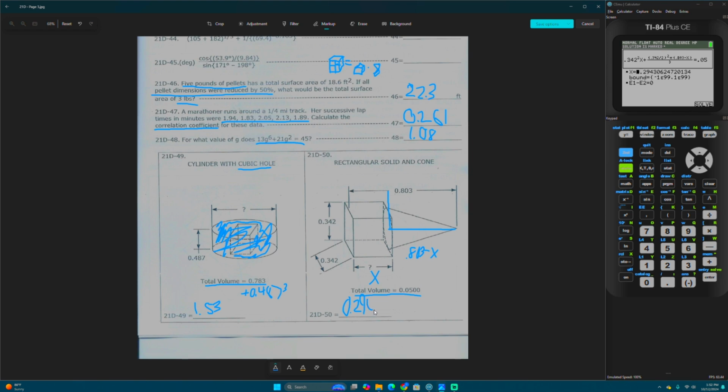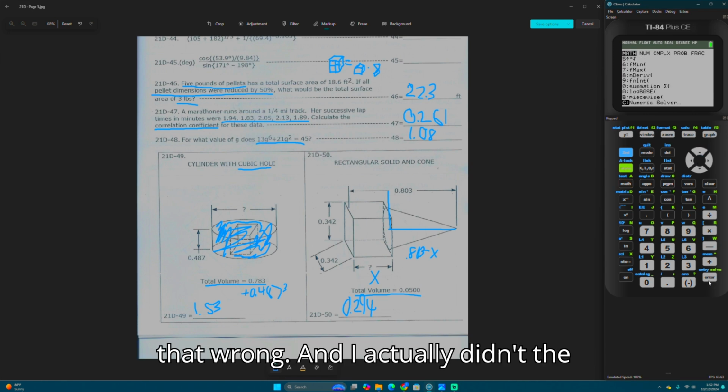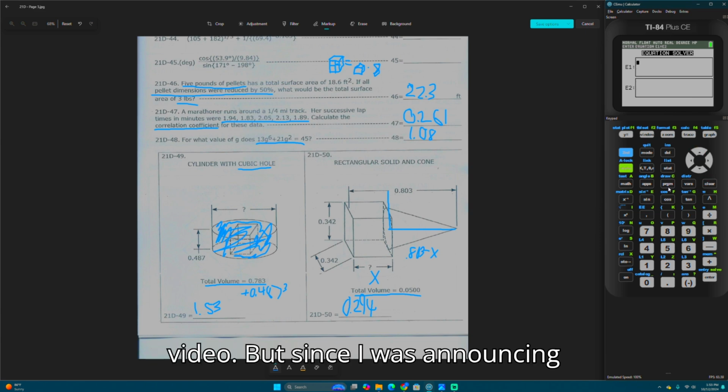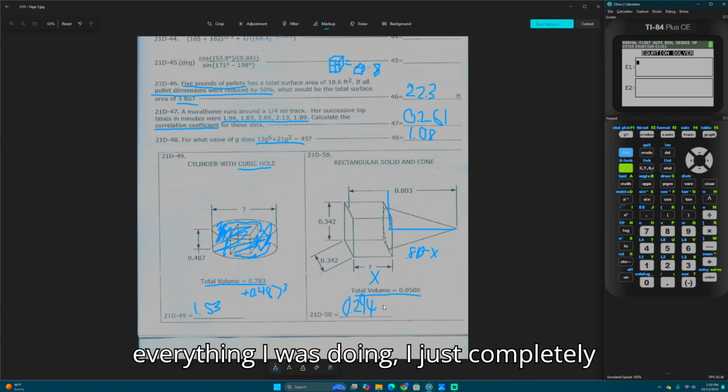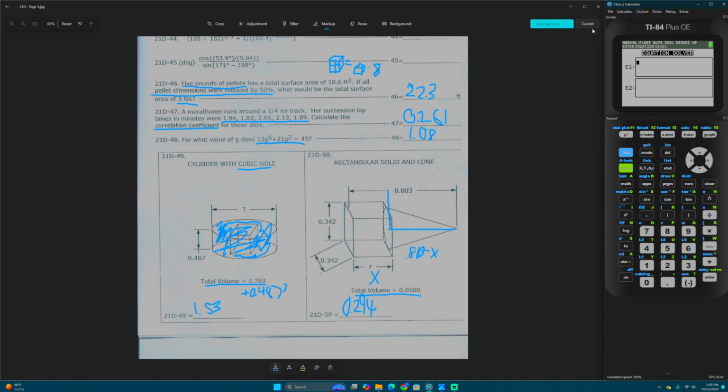2.294. Okay. And like I said, normally I probably wouldn't have gotten that wrong. I actually didn't the first time I solved for this, because I solved this test before I made this video. But since I was announcing everything I was doing, I just completely forgot to type it in. All right, moving on.